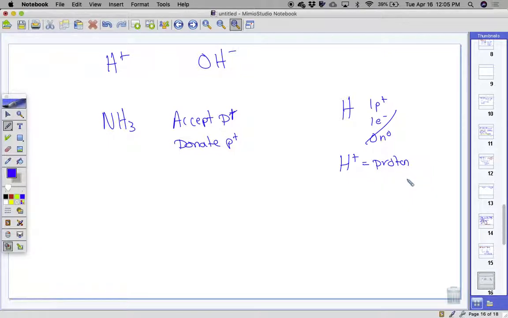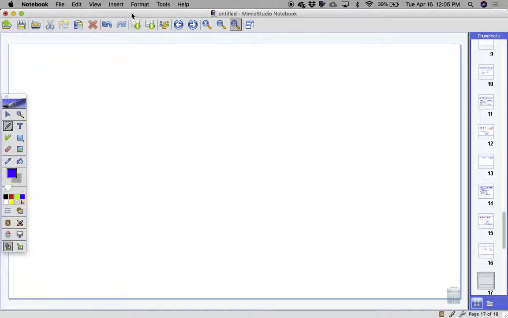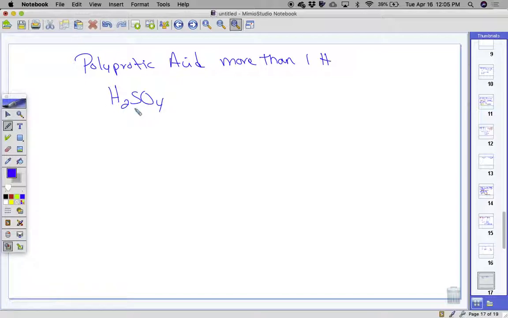For polyprotic acids, I remember there were questions where they would give you a series of K values, and you had to decide which ones to use. Polyprotic acids mean it has more than one H. This one's weird, so we won't comment much on it. But H2SO4, H3PO4, H2CO3, right? Those are polyprotic acids. They have more than one H.